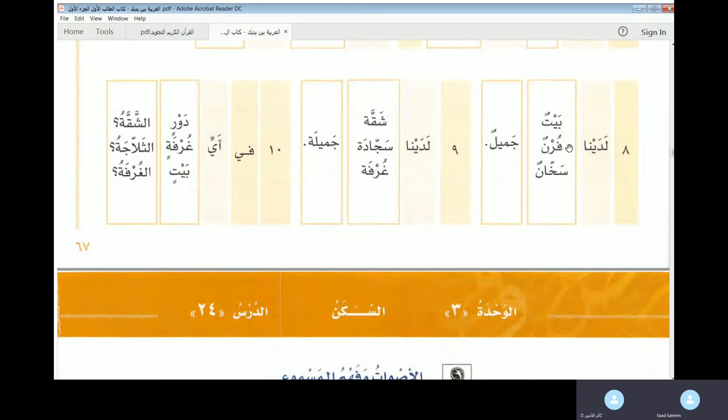Ladena furn jamil. We have a beautiful oven, stove. Ladena sakhkhan jamil. We have a beautiful water heater.